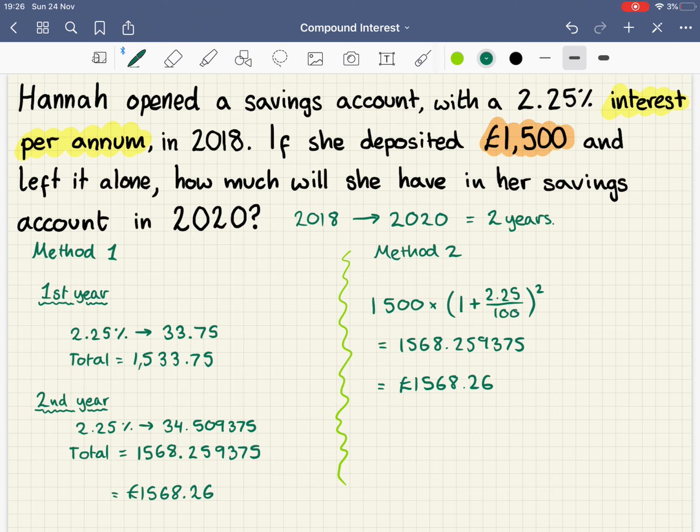So I hope that was useful. I hope that's made it clear on how to find compound interest. Choice is yours on which one you prefer. They both have their pros and cons. The biggest con about method 2 is the fact that you do have to memorize that formula. However, it is so much faster. You are less likely to make a calculator error if you know the formula in comparison to method 1.